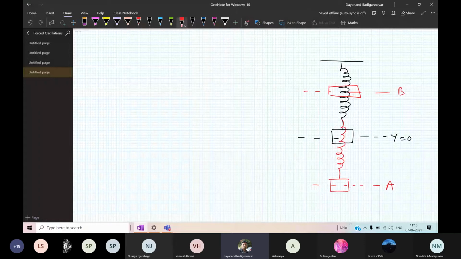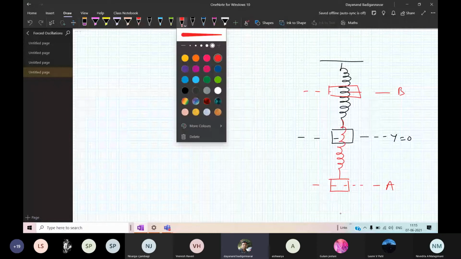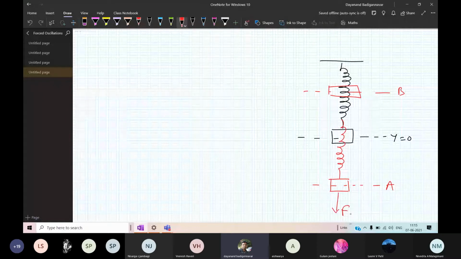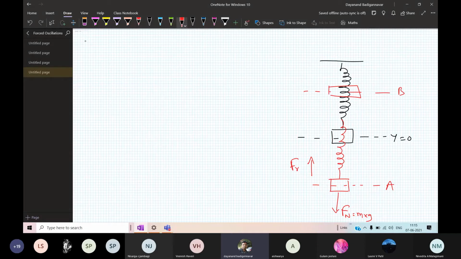Okay, so what is the force you have applied? Initially you have applied a force Fn. This is the Newton's force, Fn equal to mass into gravity. Once you have applied the Newton's force, there is a restoring force Fr. There is also a damped force. So there are three types of forces.